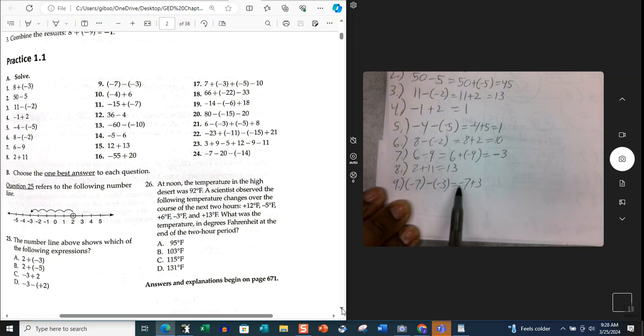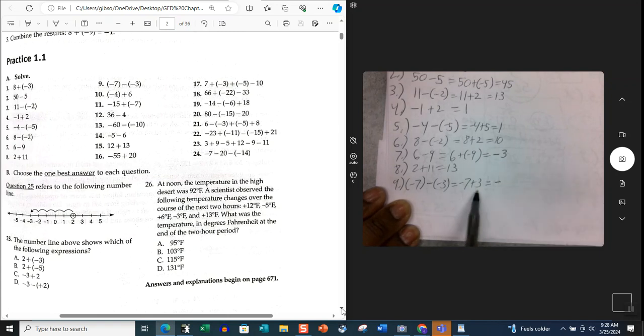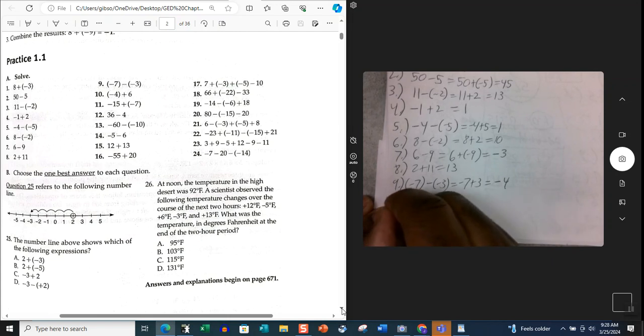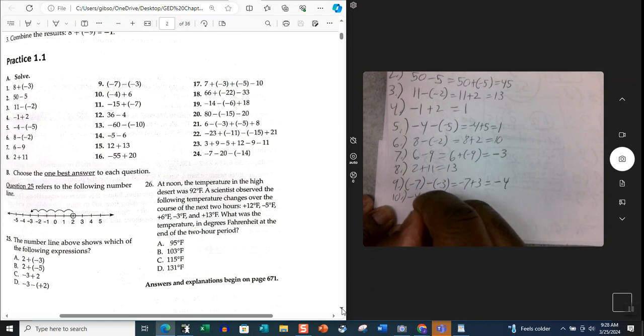7 is larger than 3, and 7 is negative, so we carry over the negative sign. 7 minus 3 is just 4. So now we go to number 10. Number 10, we had negative 4 plus 6.